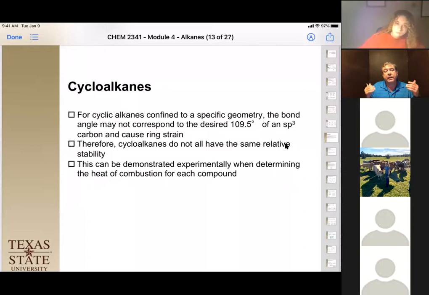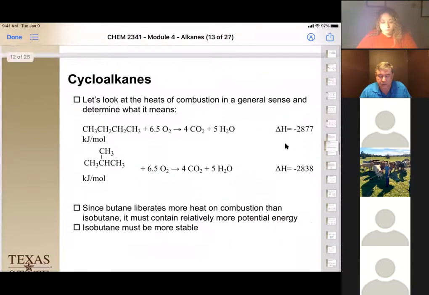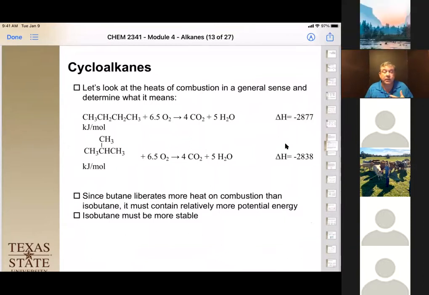Well, it turns out we can demonstrate this experimentally by measuring the heat of combustion of each compound. Basically, we see how much heat is given off. The more heat given off, the more potential energy it had. So the less heat it gives off, the less potential energy it has. Okay, so let's look at this. If we just do a combustion of two different molecules, both having the same molecular weight and the same number of carbons, here we're doing a linear butane, and here we're doing a branched butane.